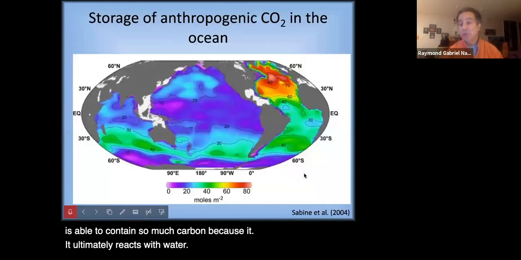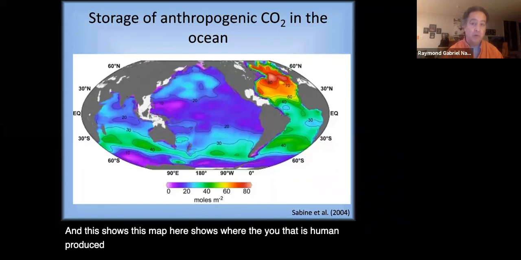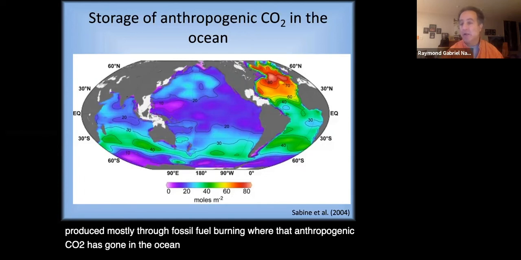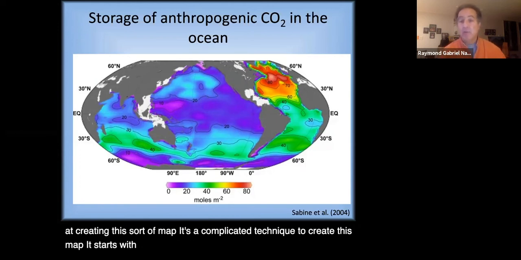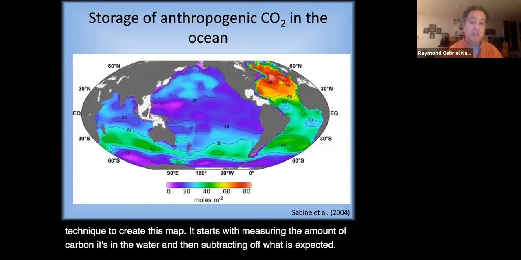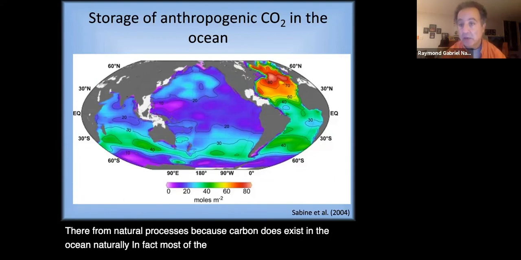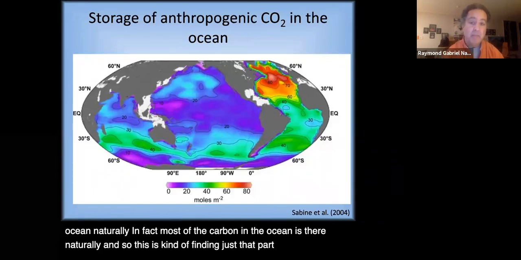And this map here shows where the anthropogenic, that is human produced, mostly through fossil fuel burning, CO2 has gone in the ocean. Oceanographers have worked very hard at creating this sort of map. It's a complicated technique. It starts with measuring the amount of carbon that's in the water and then subtracting off what is expected there from natural processes, because carbon does exist in the ocean naturally. In fact, most of the carbon in the ocean is there naturally. And so this is finding just that part that is anthropogenic.